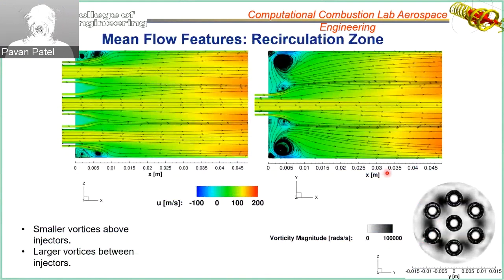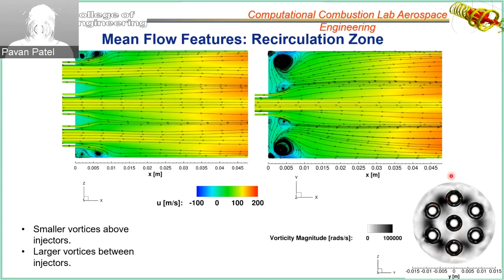Now, if we shift our focus to the fluid mechanics side of the flow, we can look at the recirculation zone inside the chamber. The recirculation zone varies azimuthally. So if you look at this contour plot at the bottom right, it has high vorticities between the injectors, but a low vorticity right above or below the injectors.